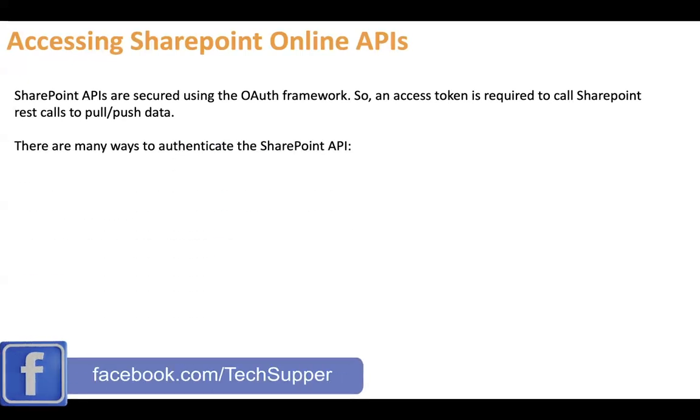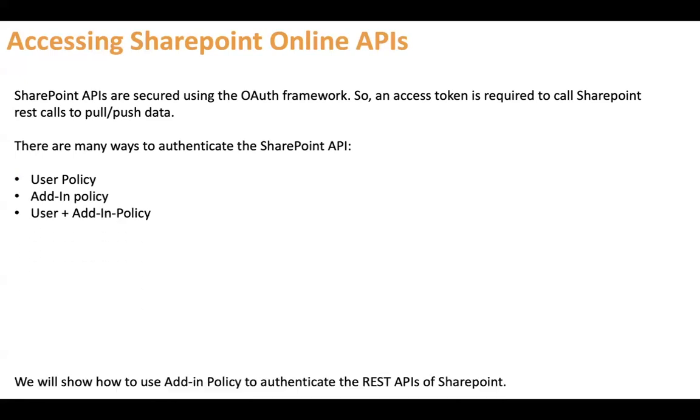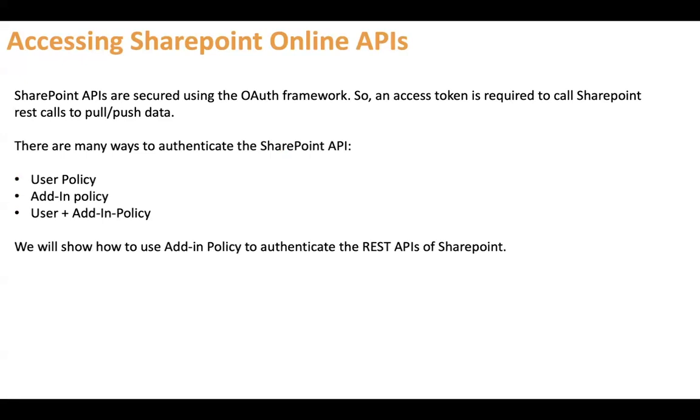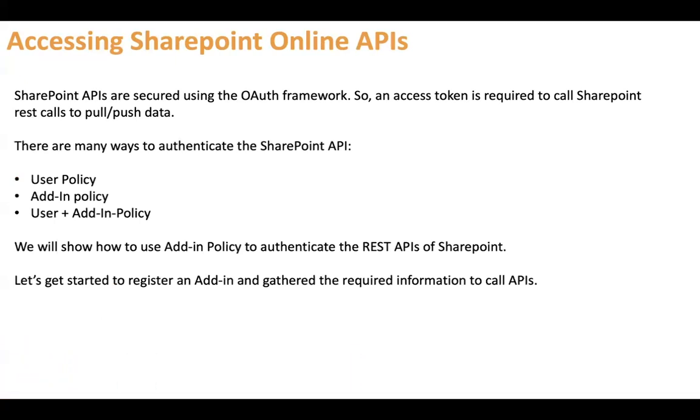There are various ways to authenticate the SharePoint APIs. You can use the user policy, you can use the add-in policy, which is extensively used to call the APIs, and the user plus add-in policy. In this video, I will show how we use the add-in policy to authenticate the REST APIs of SharePoint. So we are going to register the add-in in SharePoint Online. Again, like I mentioned, you should have access to SharePoint and you should have the required permission to register the add-in. So there are three steps.